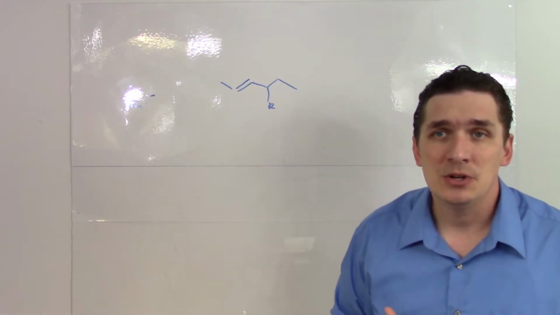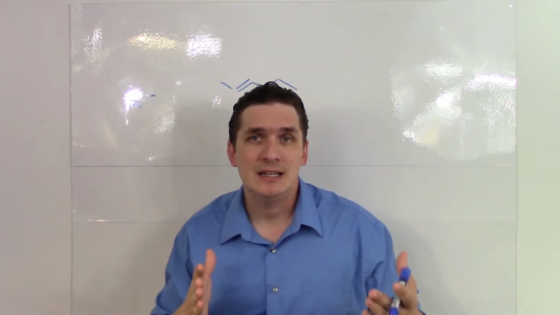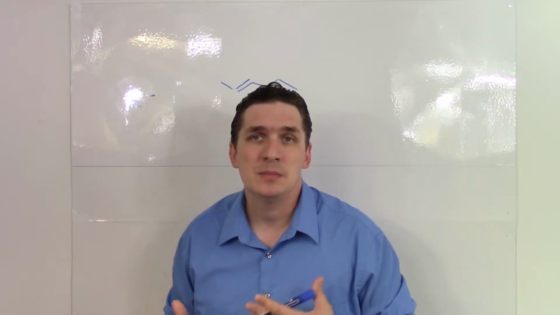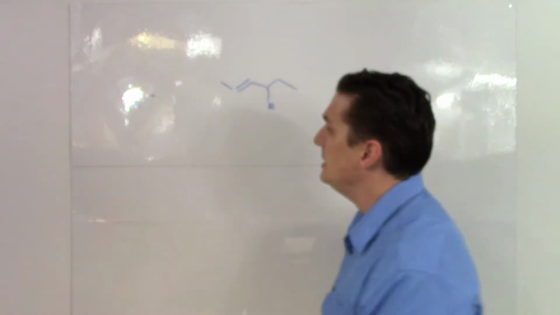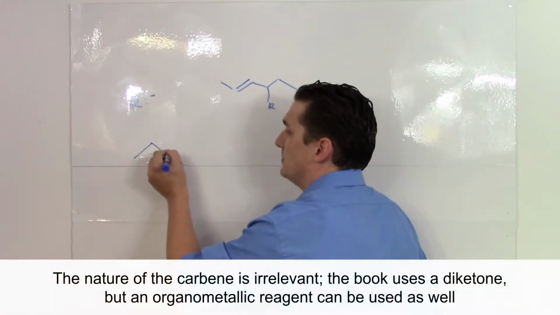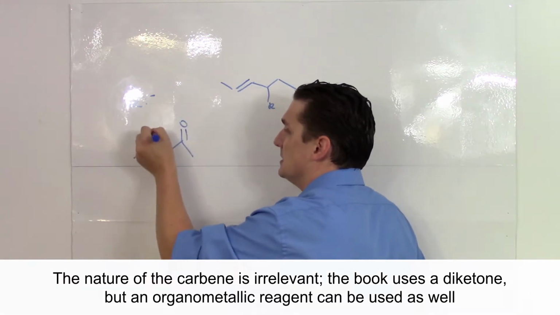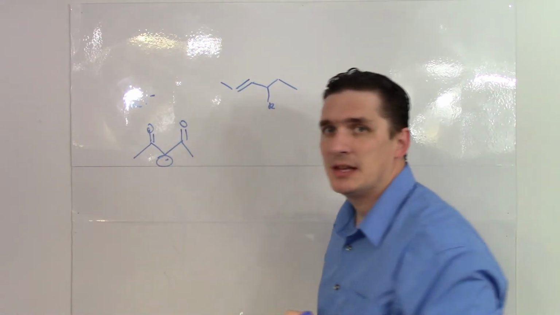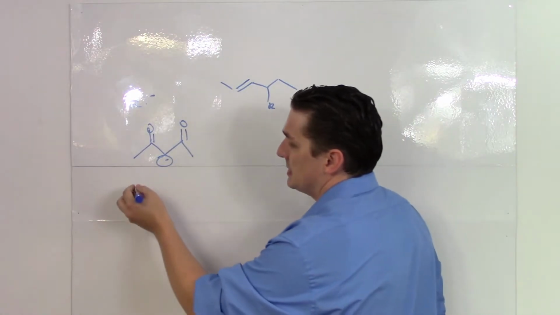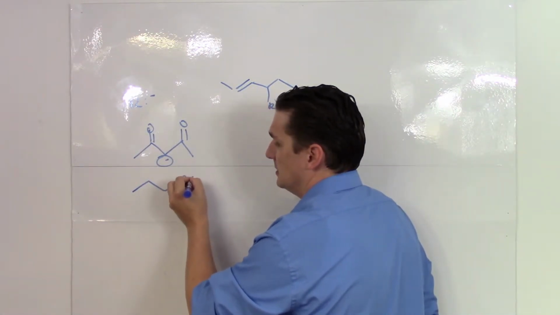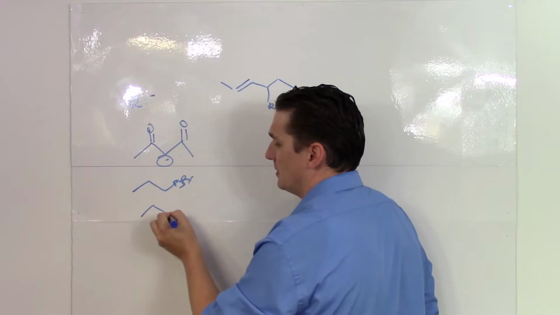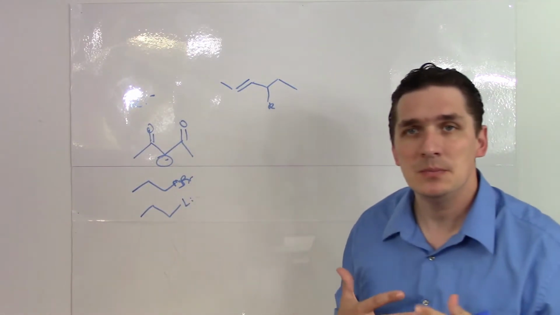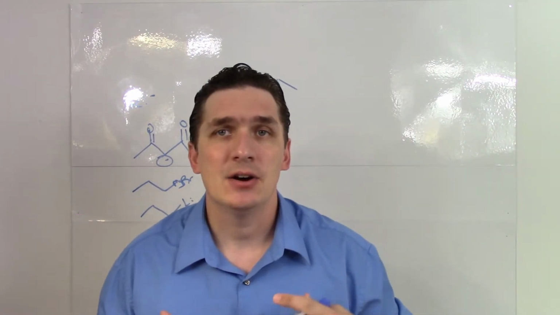Now, again, your book covers these carbenes by using diketones and removing a hydrogen from it, but this can actually be any carbene. The example your book gives is deprotonating a compound like this with a strong base, or we can work with something like a Grignard or organolithium. The only point here is that we need a carbene.